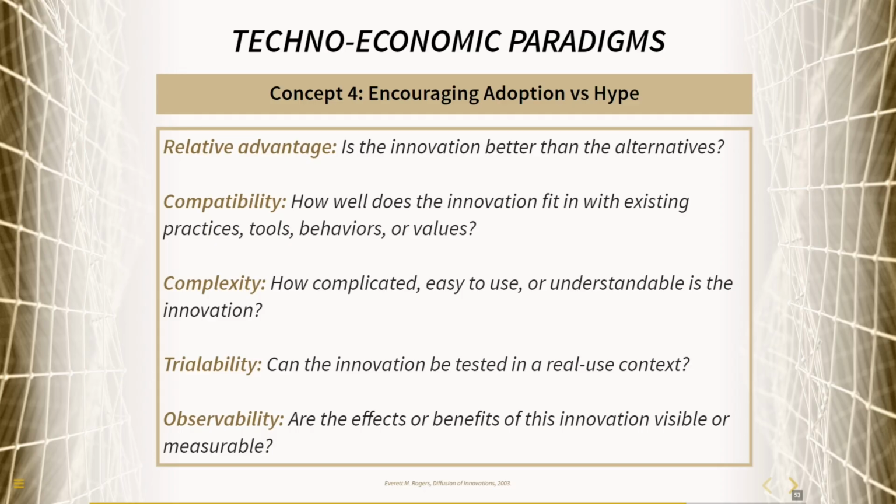In the original Rogers book on the diffusion of innovation, he talks about these different factors, right? What is actually encouraging adoption? You're really looking at, is this innovation better than the alternative? So that's relative advantage. How well does this innovation fit within existing toolkits? So compatibility. You're thinking about usability or user friendliness in terms of complexity, right? So how complicated or easy to use is this innovation?